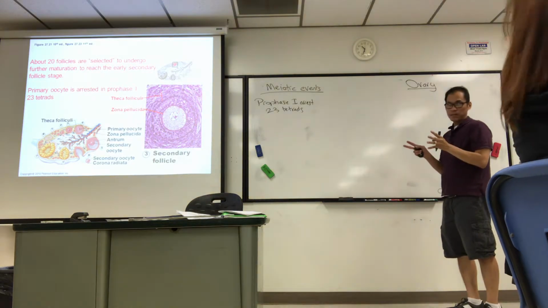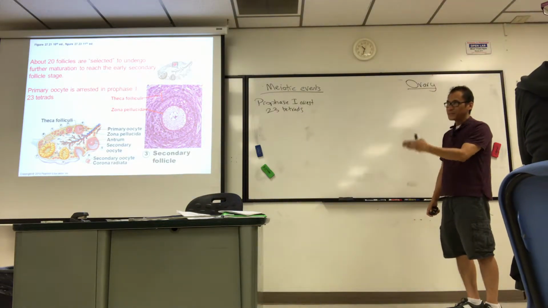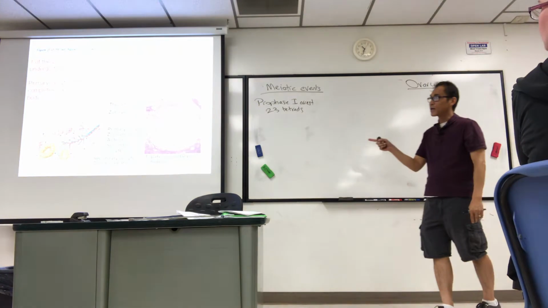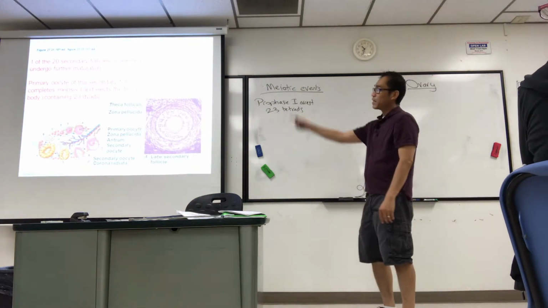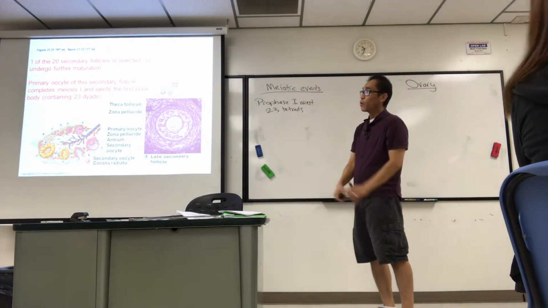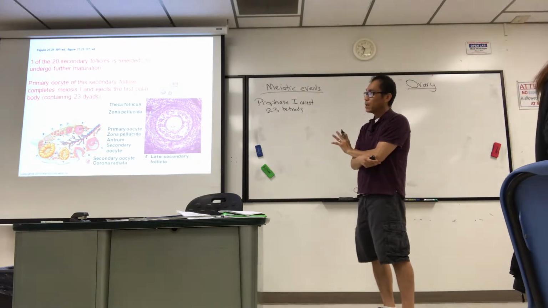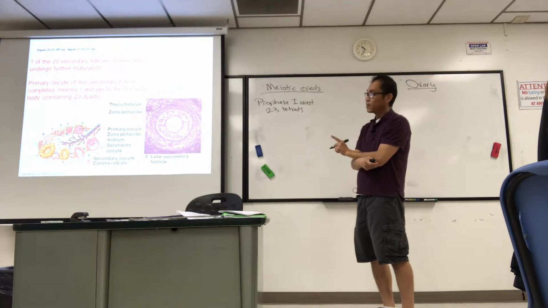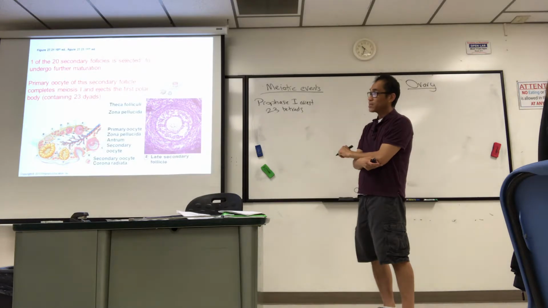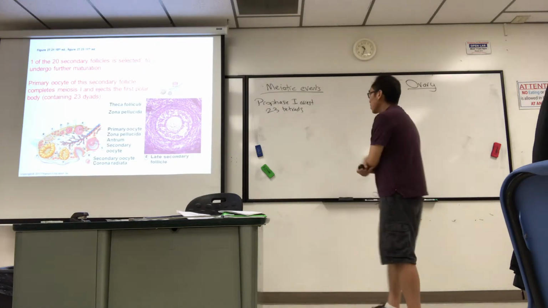Okay, of the 20, one will progress beyond secondary. Here's late secondary. So what I say is one of the 20 is selected to undergo further maturation. There can only be one, usually in a typical cycle. The primary oocyte of this secondary follicle completes meiosis 1, ejects what's called the first polar body containing 23 dyads. That's basically the end of meiosis 1. So select one of the 20.